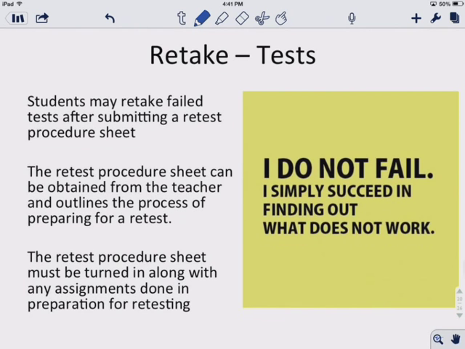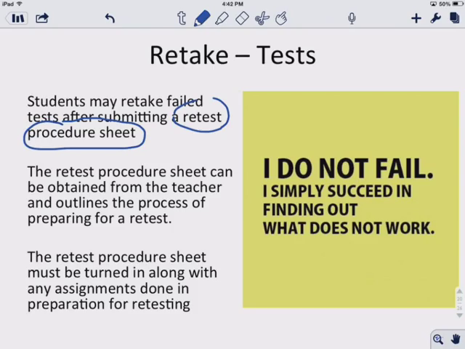Retake tests. So anytime that we fail, you can retake your test. We have to submit a retest procedure sheet, and it has a couple things that we'll go over that you need to do to make sure that you're relearning the information, so that we're not just coming into the test and taking the retest blindly. The sheet that we have can be obtained from any of the pre-AP teachers, and it goes over the process of preparing for a retest.